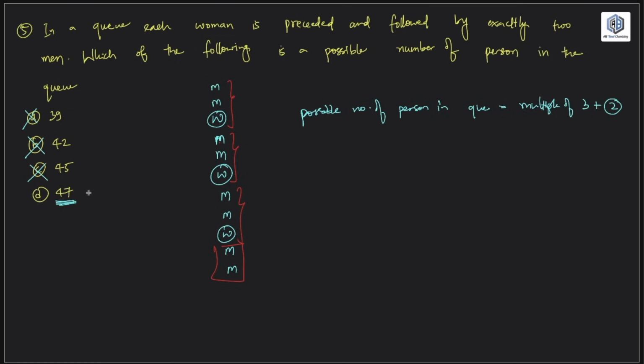47 will be the answer, because the nearest divisible number over here is 45, plus 2, right? So you will have this type of queue till 45, and then 2 more men will be there to end the queue. So 47 should be the correct answer for this. Option D should be correct. Okay, I hope you understood. This was a little tricky one to solve.